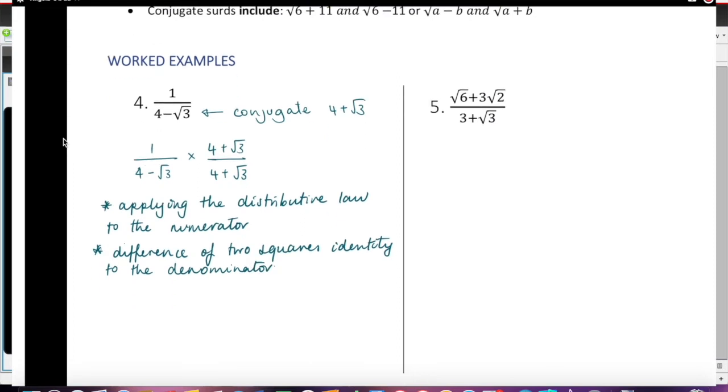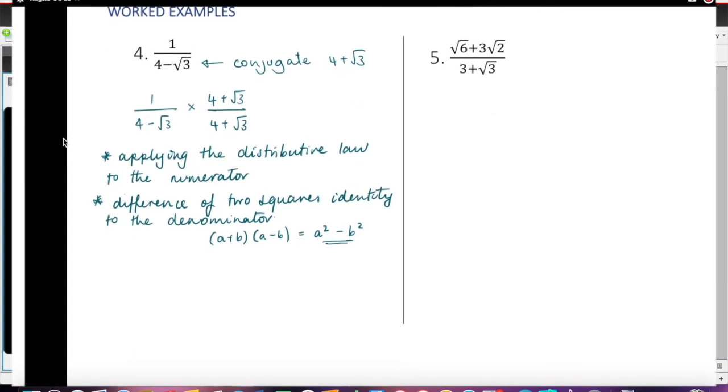When I'm talking about the difference of two squares, I'm referring to the a plus b times a minus b rule, which gives us a squared minus b squared. And if you're a bit hazy on that, pause the video now, have a go at expanding a plus b times a minus b, and you'll find that your final answer will be a squared minus b squared.